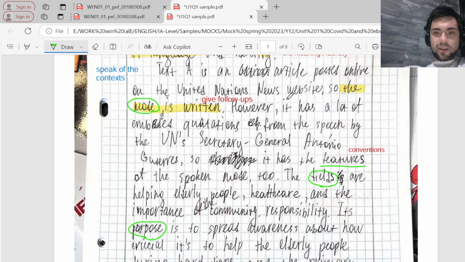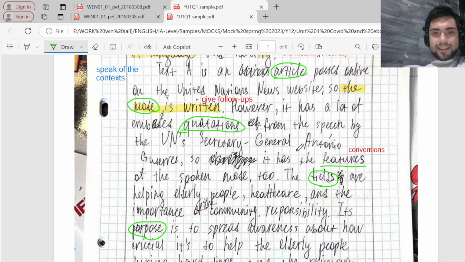What I do not really like in this one is that the student is jumping to suggest the function of quotations, which, even though related to the mode, I would rather say there should be follow-ups to the first mode, which is written, and it is, as far as I remember, an article posted on the United Nations news website. And the speech is given by the United Nations Secretary General Antonio Guterres.